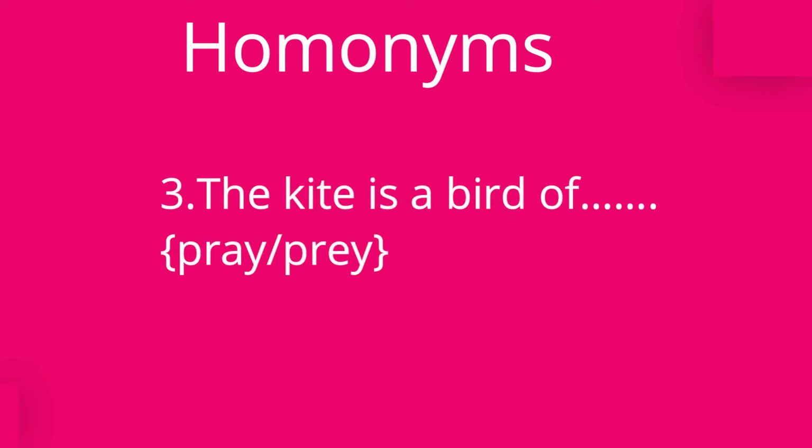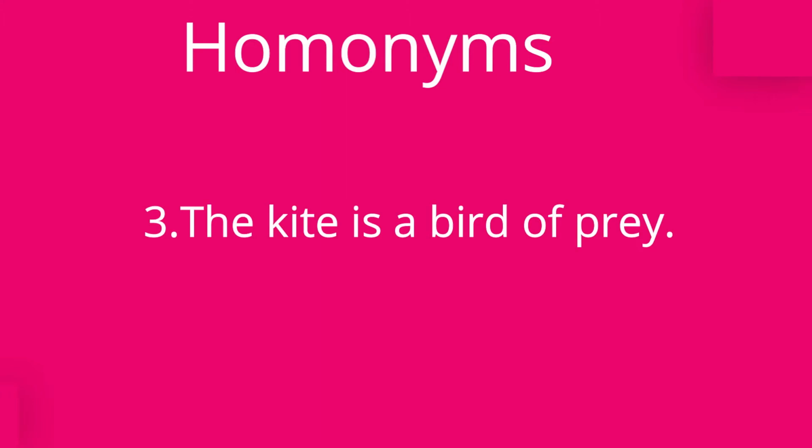In this example, prey is a noun and pray is a verb. So in the sentence, structurally, a preposition must be followed by a noun. So here you look at the sentence, of is the preposition, and after that we must use a noun. And that's why the correct answer for this is the kite is a bird of prey.